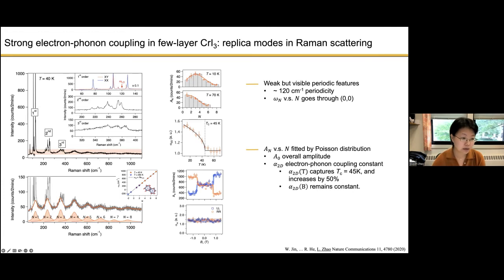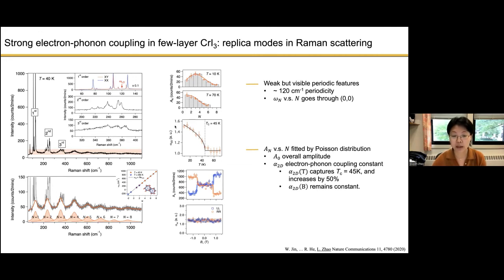If we look carefully at this bottom and zoom in here, we can actually see these oscillatory features, and these oscillatory features go all the way up to 8 orders. Then we can figure out their intensity and plot it against the indices of these modes. For this intensity versus index plot, we can use a Poisson distribution to fit them.